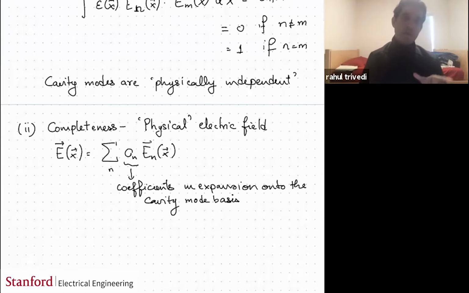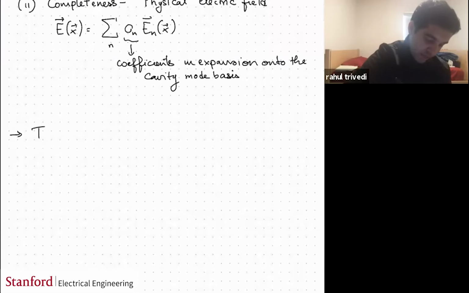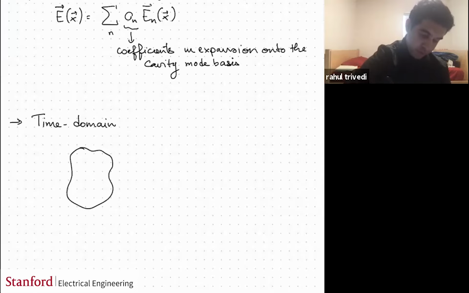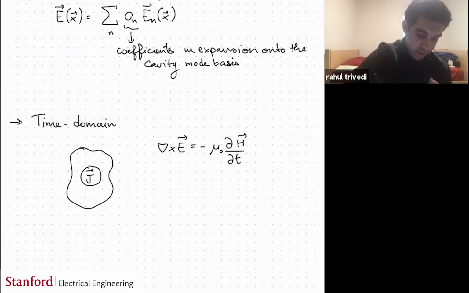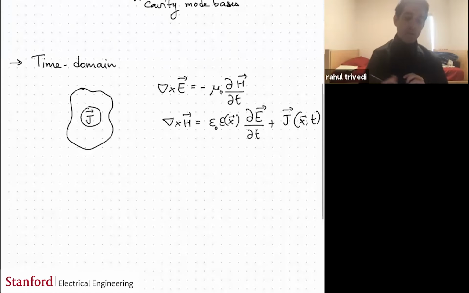And based on these properties, then we started looking at the time domain picture of these cavities, right? So the second part of the last lecture was devoted to looking at what happens to the PEC cavities in time domain. So if you take a cavity, right, and you put some source inside it, and I look at the time domain Maxwell's equations, which is del cross E is equal to minus mu naught del H by del t, and del cross H is epsilon naught epsilon of x del E by del t plus J of x comma t, so time domain Maxwell's equations, then what can we say about the dynamics of the cavity modes, right?